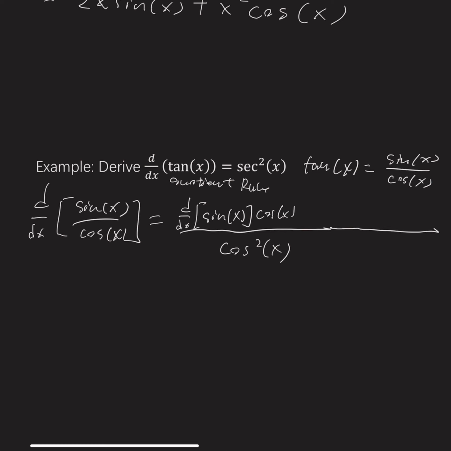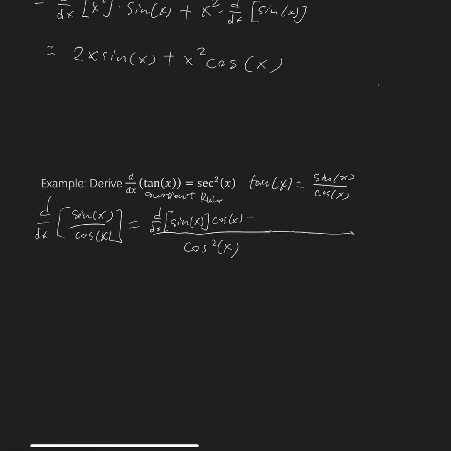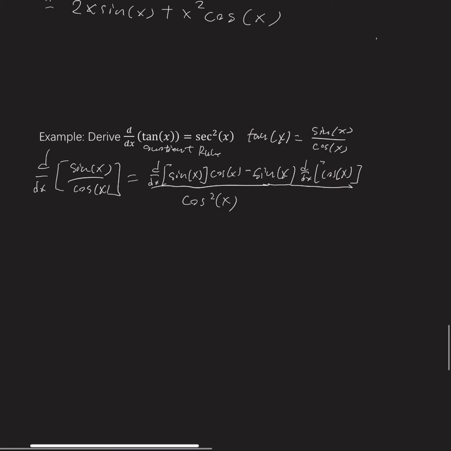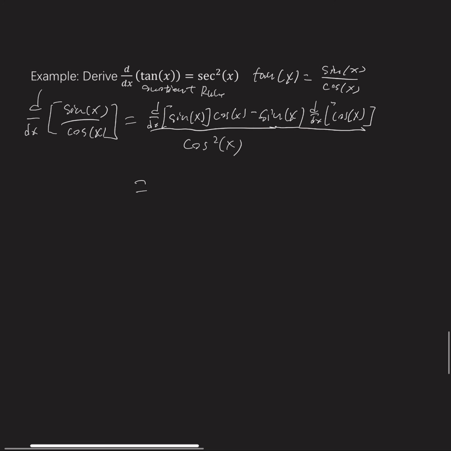And see, the quotient rule is really long. And we're going to minus sine of x times the derivative of cosine of x. And that's our quotient rule. Let's keep simplifying it. The derivative of sine of x, recall, is cosine of x. Cosine of x times cosine of x, so it's cosine squared of x. And you minus sine of x times the derivative of cosine of x, which is negative sine of x, over cosine squared of x.